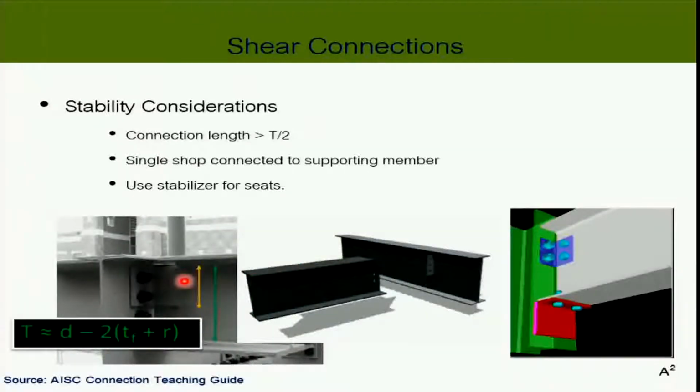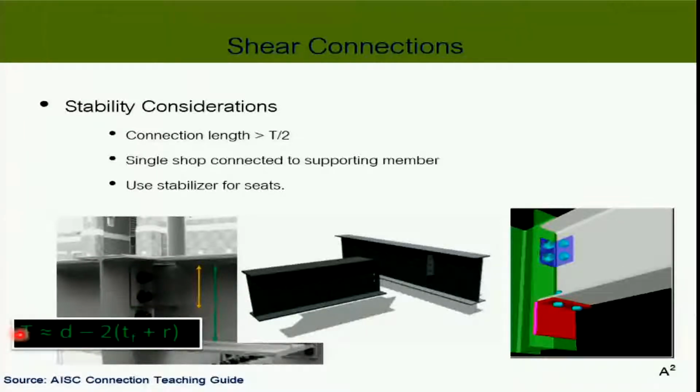All right. The next one is the stability issue. We need to make sure that whatever we do, our structure should be stable enough. The first thing is this. Try to provide the connection deep enough, at least half of the T distance. The T distance is the distance between the two fillets, or the depth minus 2Ks, right? Remember we mentioned the K yesterday?